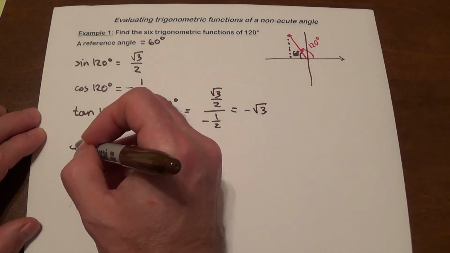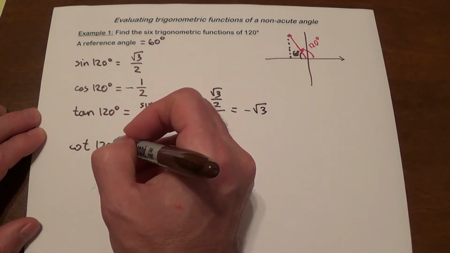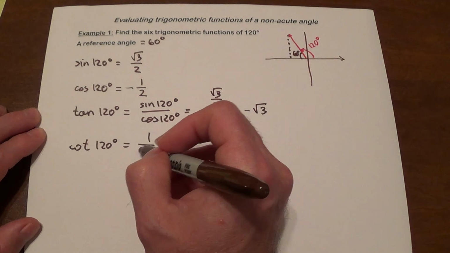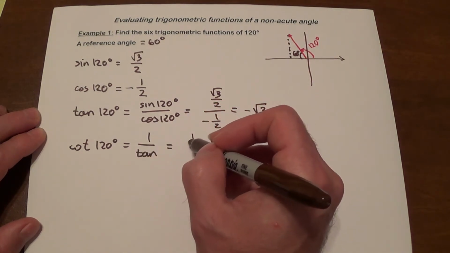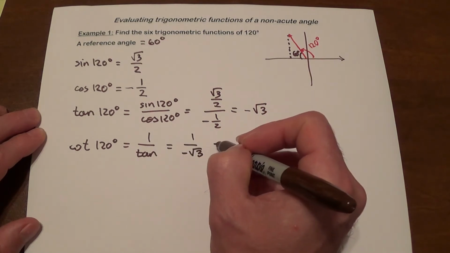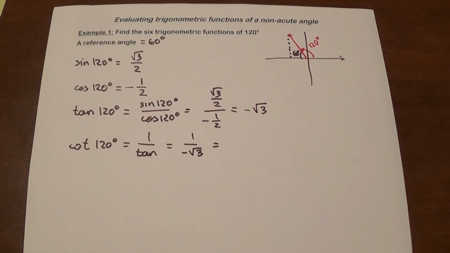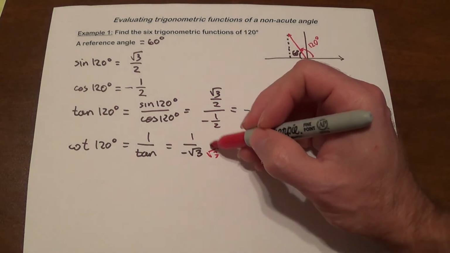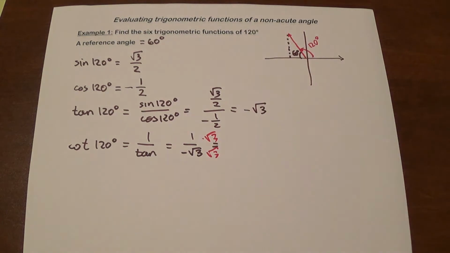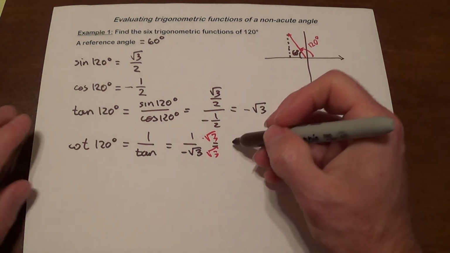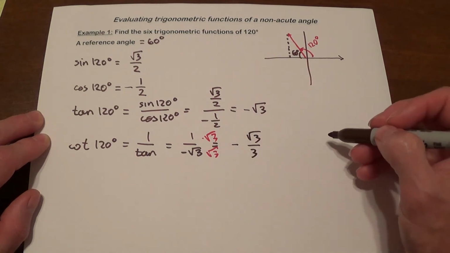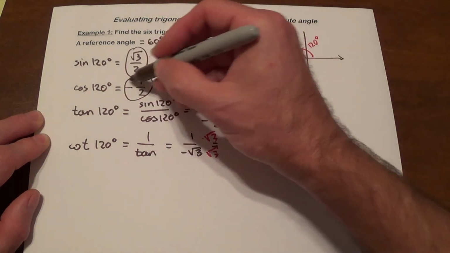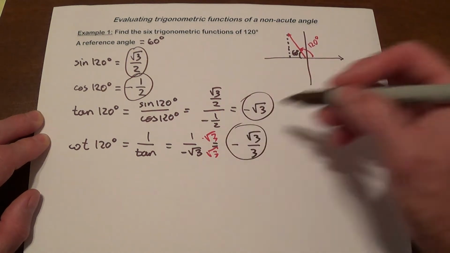What about cotangent? Well, the easiest thing to do with cotangent is do 1 over tangent. So it's the reciprocal of tangent, which means it's going to be 1 over negative square root of 3, which we do need to rationalize, so we multiply top and the bottom by the square root of 3 to rationalize it, and that's going to give us negative square root of 3 over 3. This value, this value, this value, and this value.